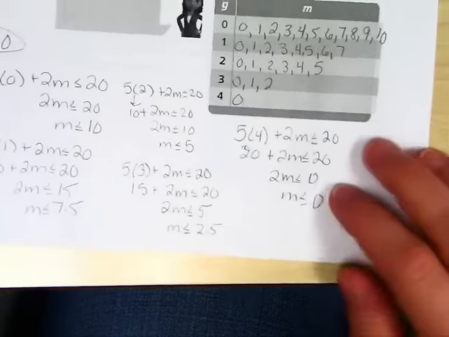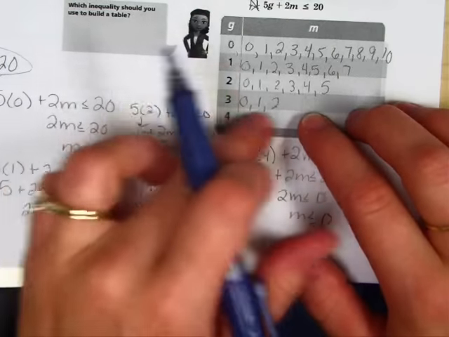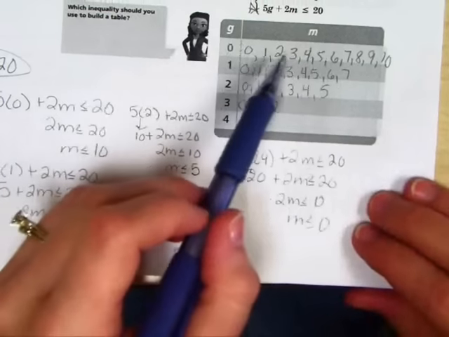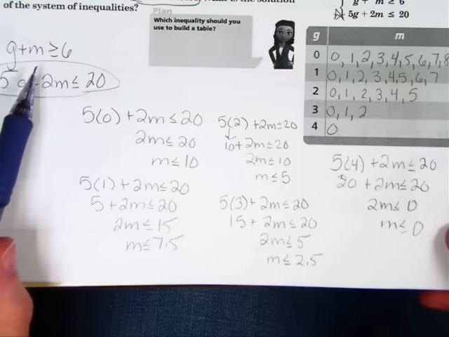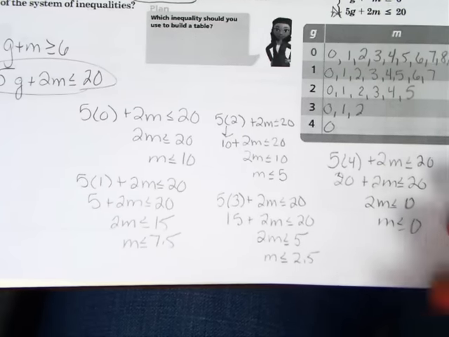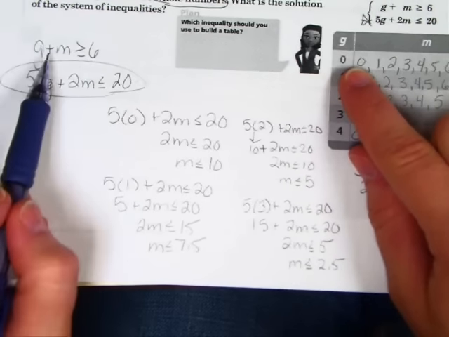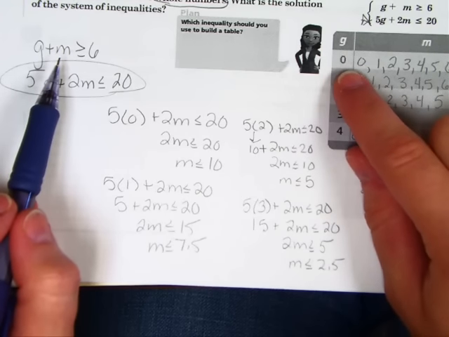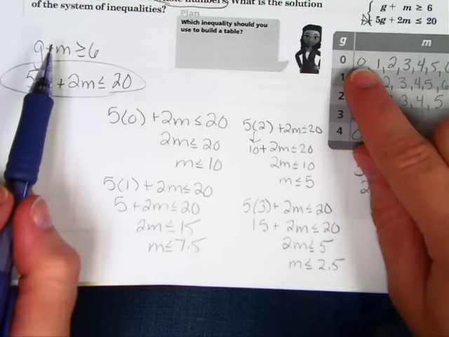Now we're not quite done. This is the possible list. These numbers right here in this chart are the possible list that fits only the second equation. So now we have to take these options, put them back into the first equation, and see which ones hold true. For example, if g is 0 and m is 0, does it fit our first equation? We already know it fits the second. Does it fit the first?